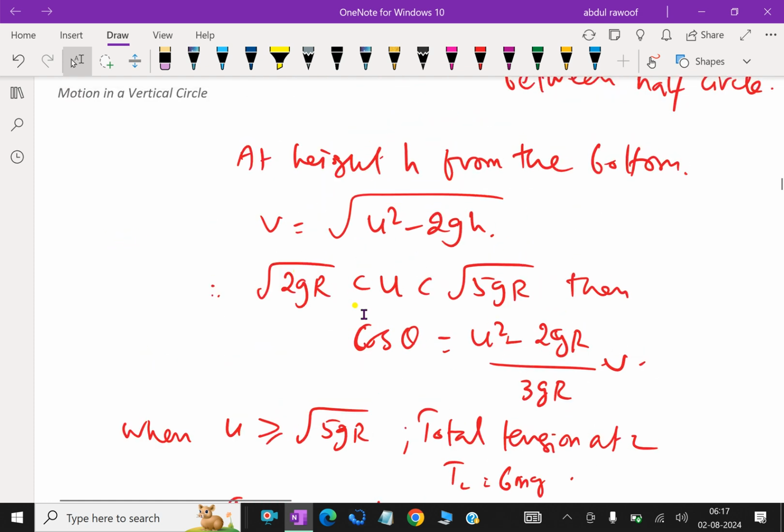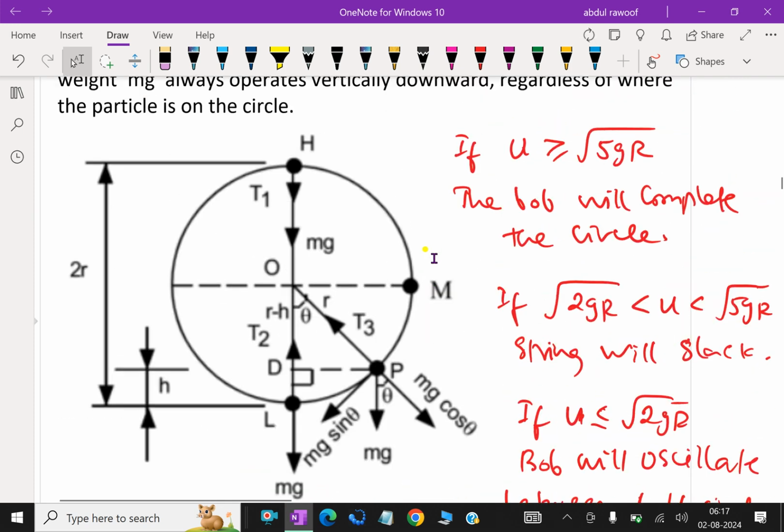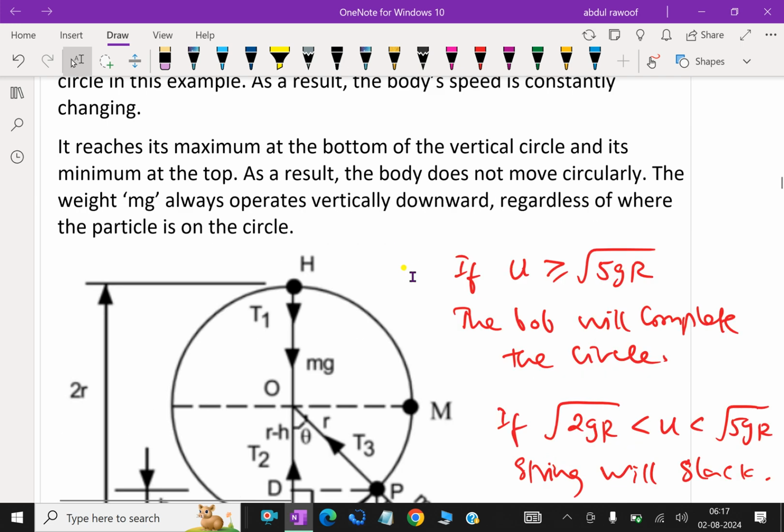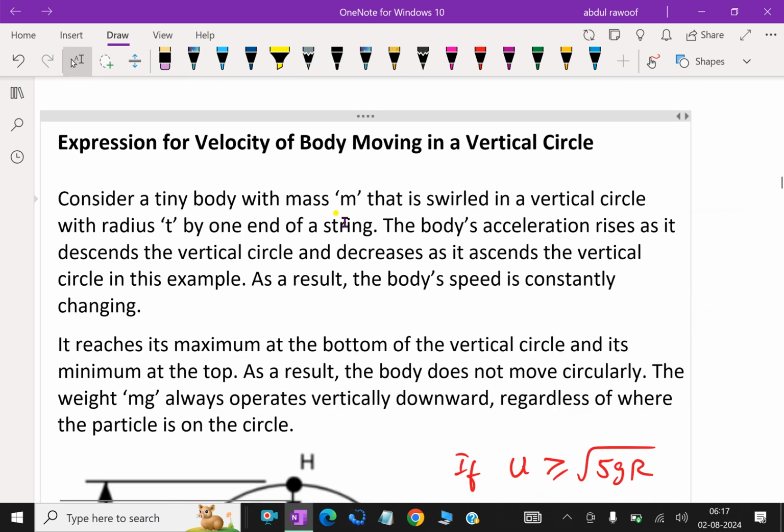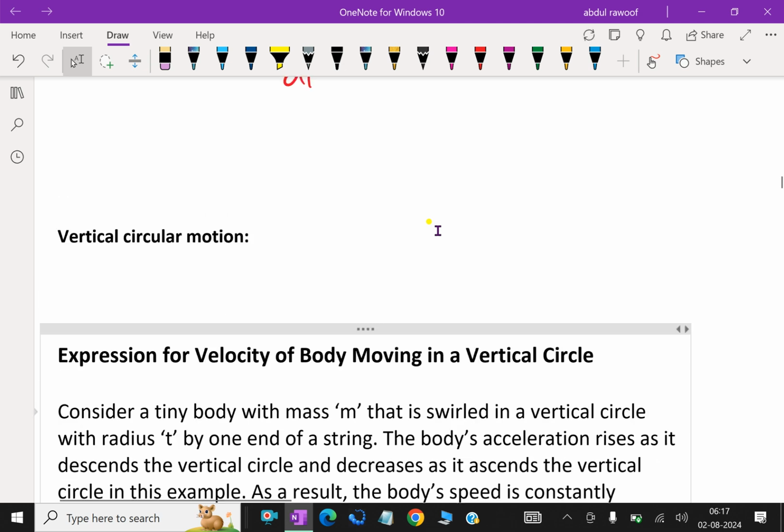So far we discussed different formulas for energy, work, and expression for velocity of a body moving in vertical circles.